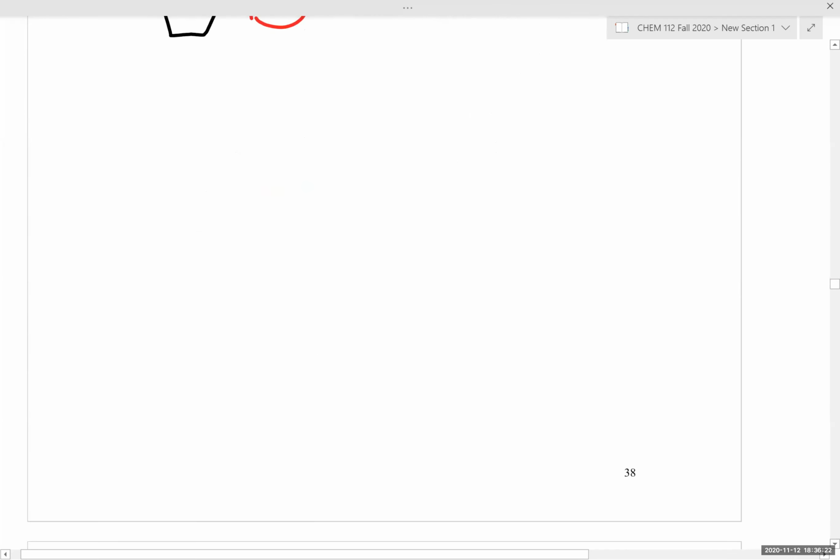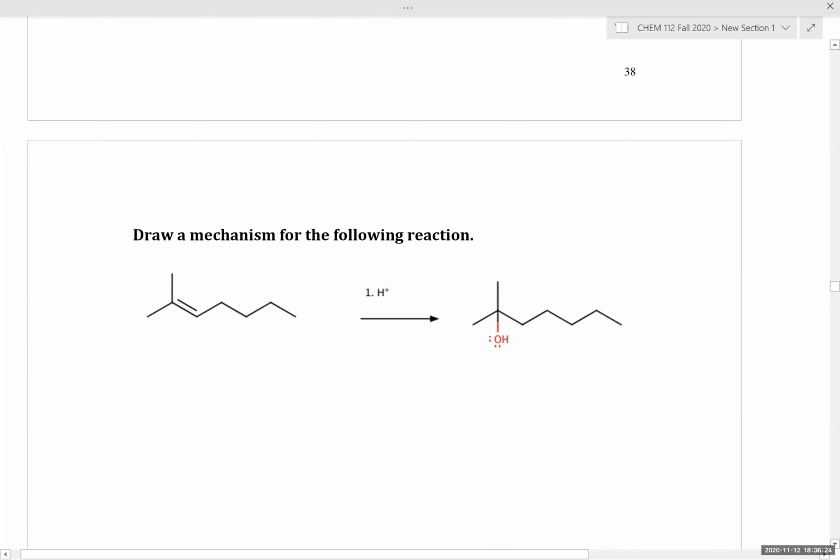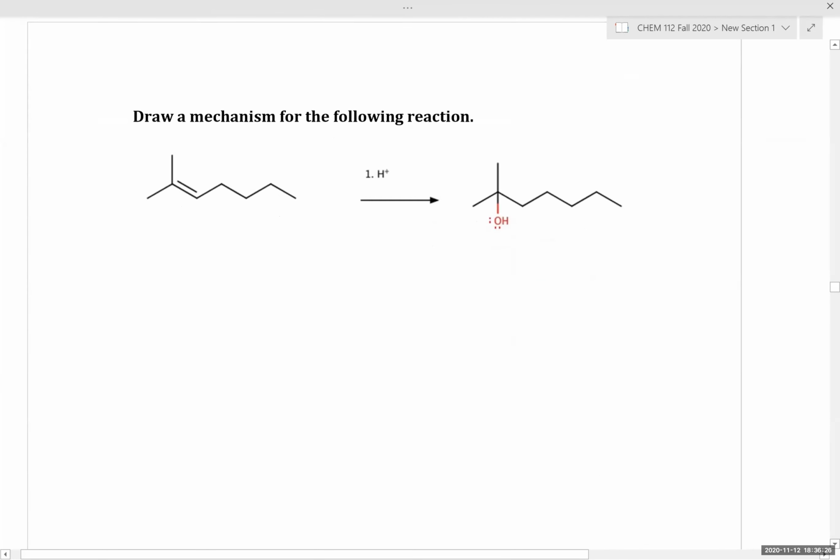let's now try to apply what we've seen, and let's try to draw a mechanism for the following reaction. So we treat the following alkene with acid in the presence of a large amount of water. And I'd like us now to draw an arrow pushing mechanism for the following reaction. How do we go from reactants to products?